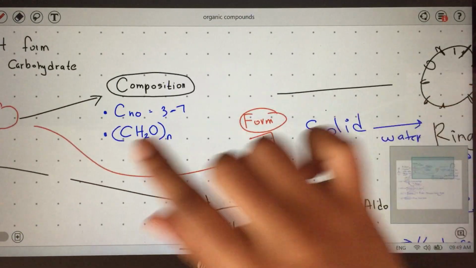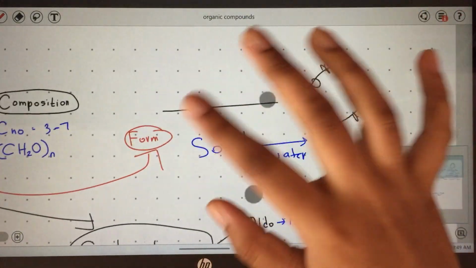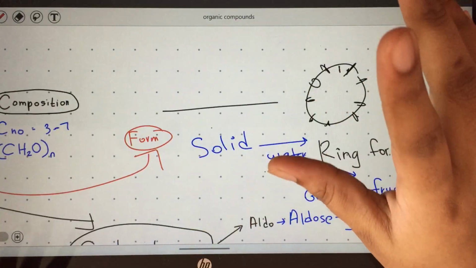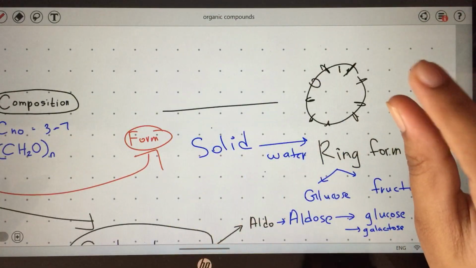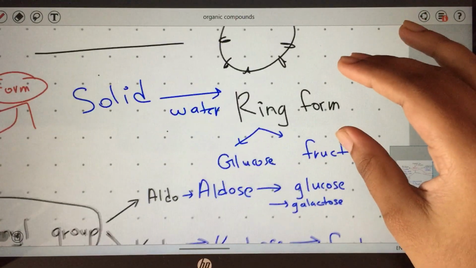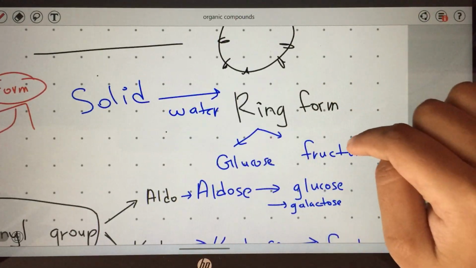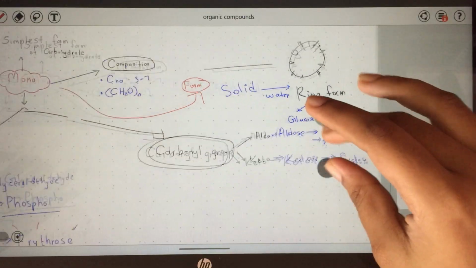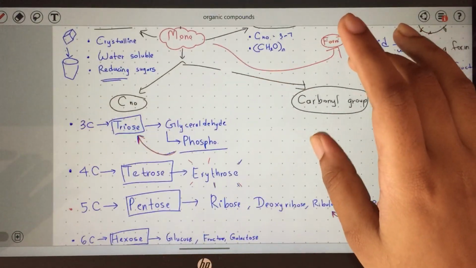And finally, we have another unique point for monosaccharides, the form. When they are solid form, it's linear in shape. But when you add water to it, it becomes ring form. So ring form examples are glucose and fructose. So that's all you have to remember for monosaccharides.